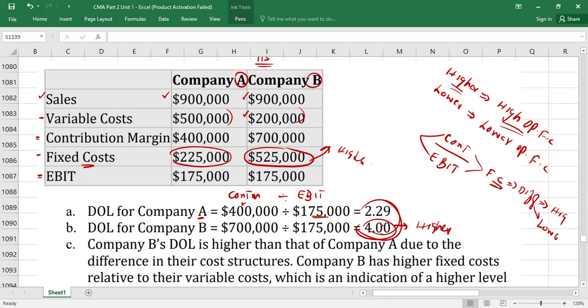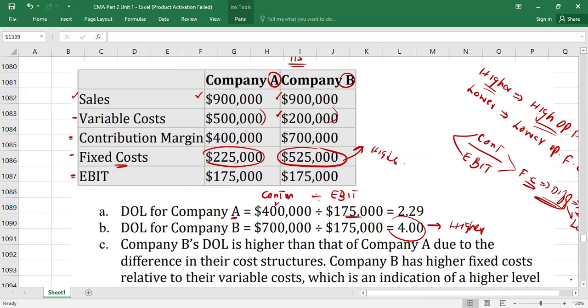And obviously the business which has a higher fixed cost, their answer will automatically be higher also, because this answer represents the difference actually. Higher answer means a higher difference, lower answer means a lower difference. Simply, this is the only interpretation for this ratio. Understood, guys?